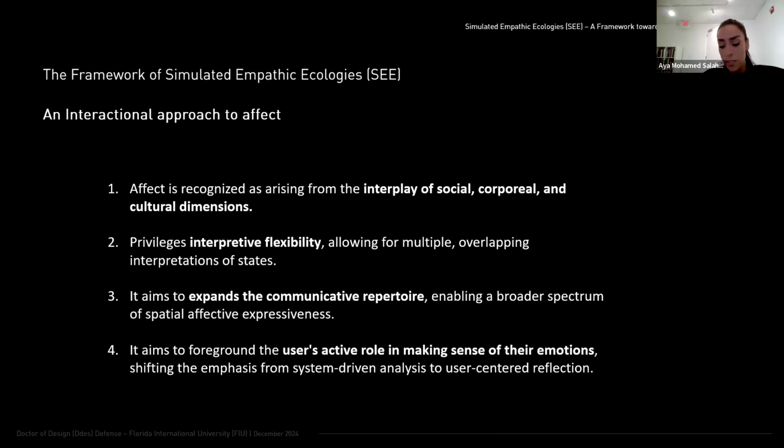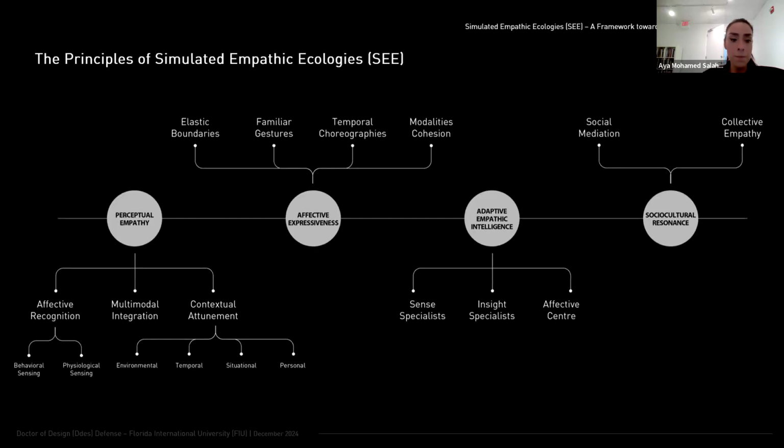Basically, it looks into the way that the environments respond to these different affective states, which are also quite open and flexible, and can be tuned or dialed by the occupant as well. It aims to foreground the user's active role in making sense of their emotions, shifting the emphasis from a purely system-driven analysis to a more user-centered reflection.